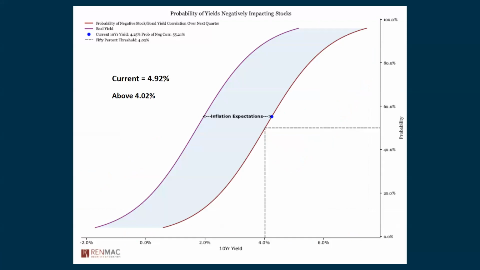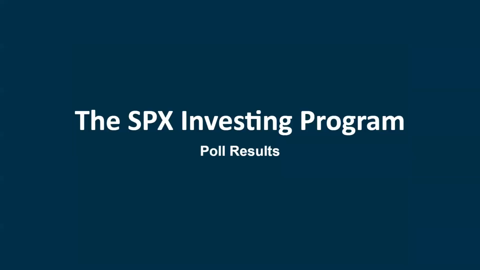We're also keeping an eye on this, and I go over this in the daily video. This is RenMax research that they posted on Twitter, and then I just update what the current yield is for the 10-year. Whenever we go above 4.02%, and right now we're at 4.92%, that typically, according to their research, we get over into this area where it's going to really start biting into company earnings because they're having to pay more for interest instead of using that money for profits.